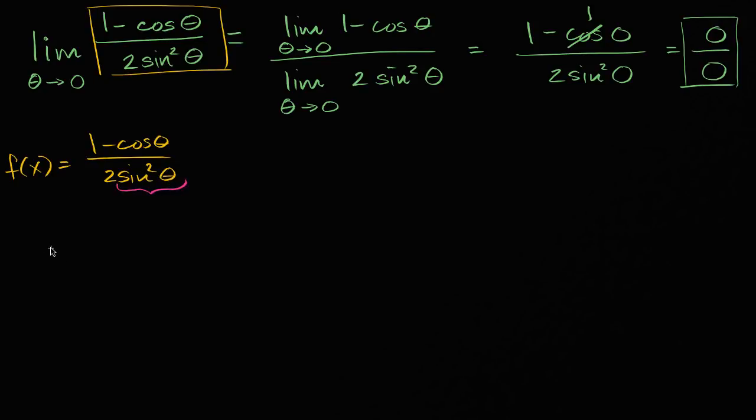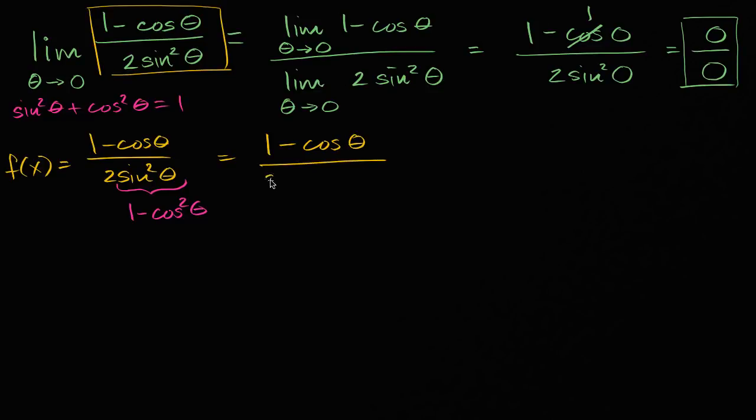We know from the Pythagorean identity in trigonometry, which comes straight out of the unit circle definition of sine and cosine, that sine squared theta plus cosine squared theta is equal to 1. Or we know that sine squared theta is 1 minus cosine squared theta. So we could rewrite this as (1 minus cosine theta) over 2 times (1 minus cosine squared theta). Now, this is a 1 minus cosine theta, and this is a 1 minus cosine squared theta.